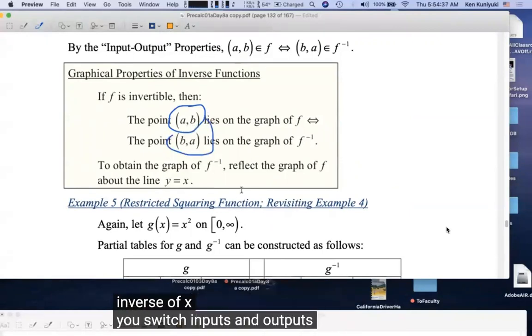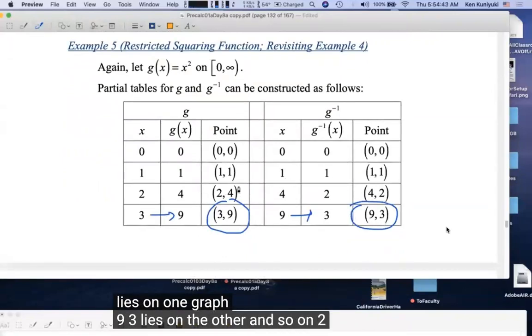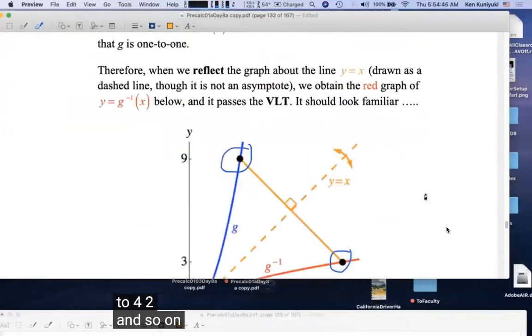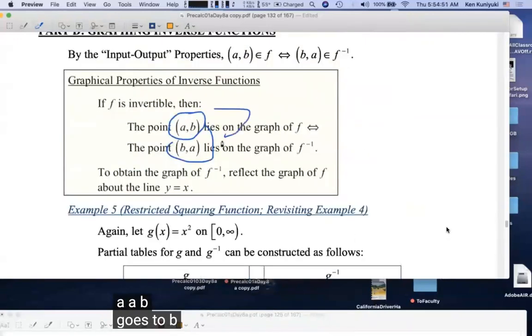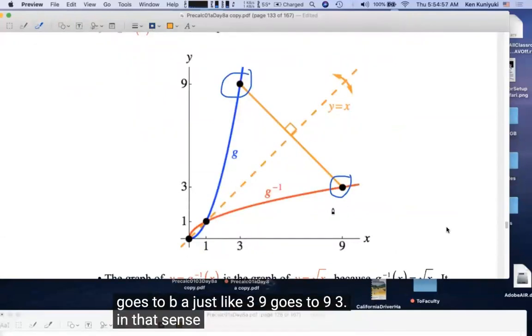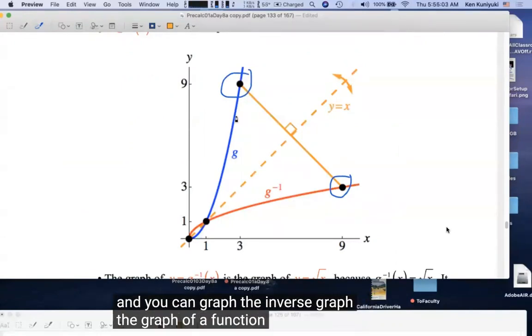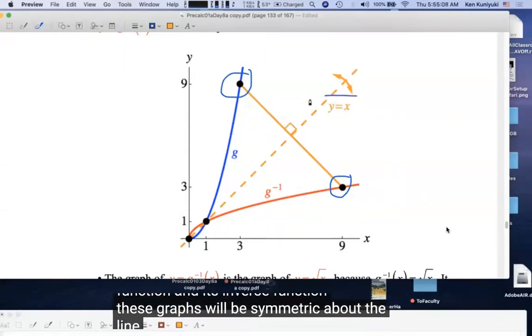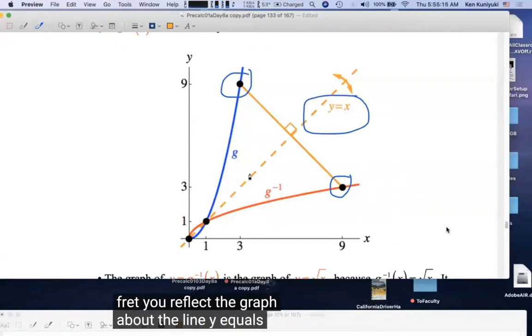You switch inputs and outputs. If 3, 9 lies on one graph, 9, 3 lies on the other, and so on. 2, 4 goes to 4, 2, and so on. AB goes to BA. Just like 3, 9 goes to 9, 3. In that sense, you can do point plotting and you can graph the inverse graph. The graph of a one-to-one function and its inverse function will be symmetric about the line y equals x. To get from one graph to the other, you reflect the graph about the line y equals x.